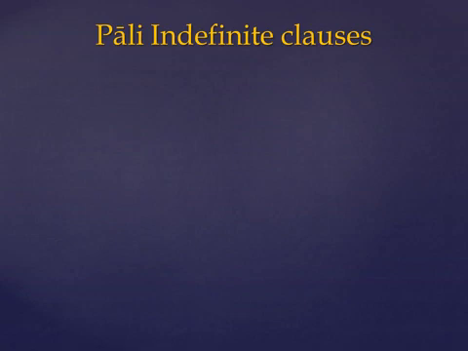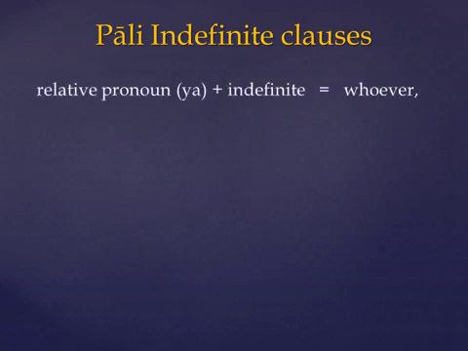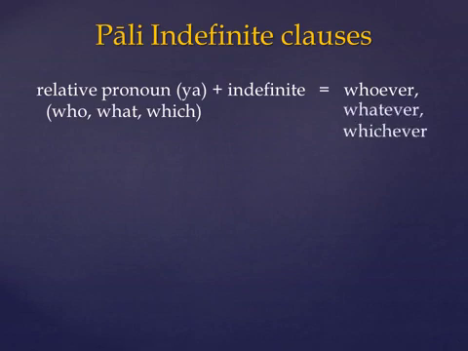Now if an indefinite pronoun is immediately preceded by a relative pronoun, that is, a pronoun with the stem ya, the indefinite pronoun takes on a slightly different meaning, and that is one of whoever. We'll cover relative pronouns in another video, but for now just know that they mean who, what or which. And so when they combine with an indefinite pronoun, we get whoever, whatever or whichever.